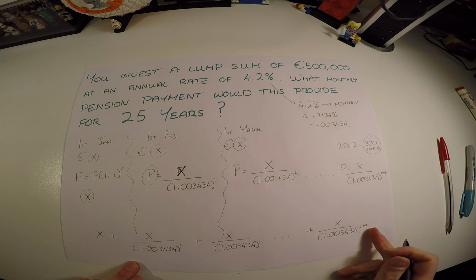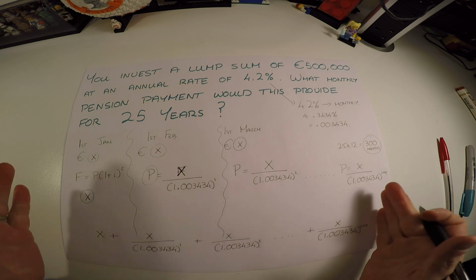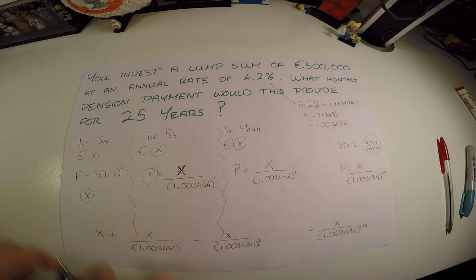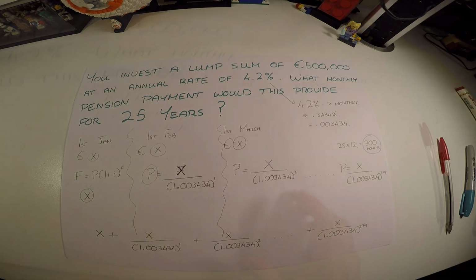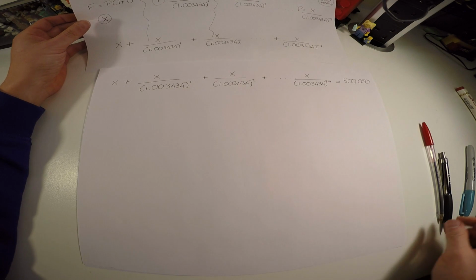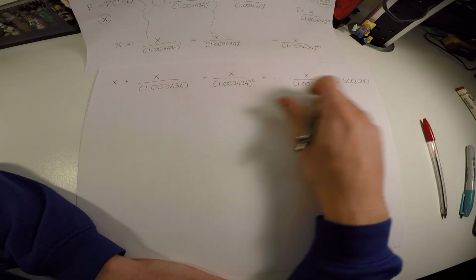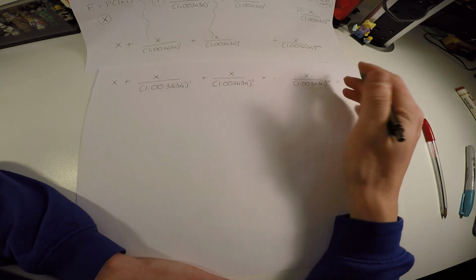So it's not in there for 300, remember, because if it's in there for 25 years and we take it out at the start of each month, we're taking it out a month before 25 years is up, which is 299. Okay. So we have all this geometric series looking stuff here.